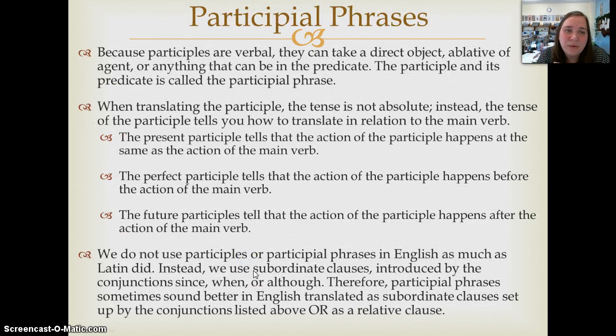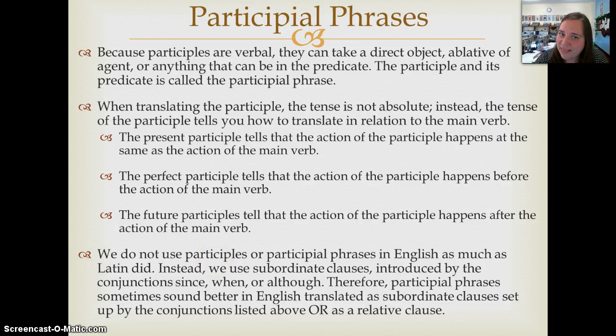Now, the next thing you need to know about participles is that a participle, because it is verbal, can take a direct object, an ablative of agent, an ablative of means, anything that you can put in a predicate, okay? So when you have a participle and the participle has a predicate, has things that it's governing, that is called a participial phrase, okay? When you translate participles for participial phrases, the tense is not absolute. It's not like you always translate a present active as -ing necessarily. Instead, you need to think about the tense of the participle in relation to the main verb.